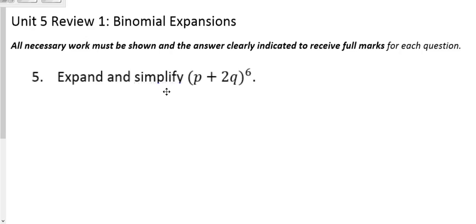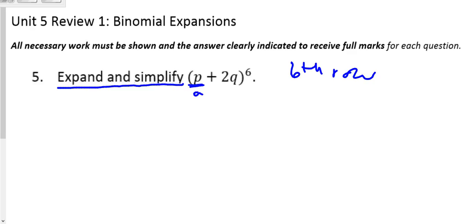So let's finish the review by solving number 5. Number 5 says to expand and simplify. So that means that we have to completely multiply this out and simplify to get our answer. You can either use Pascal's triangle if you'd like to add up to the 6th row, or the binomial theorem, and you can go straight to the computations.